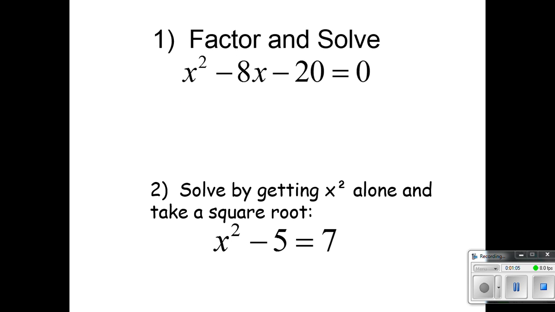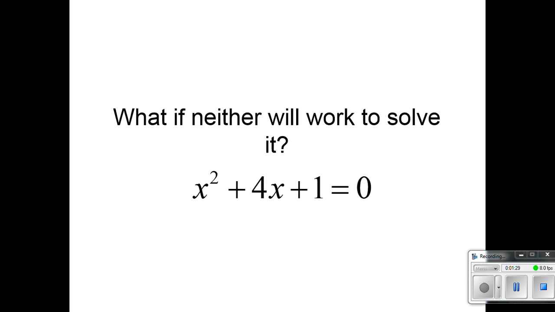So here we go. First and foremost, we have been solving quadratic equations. The two methods we have used are factoring, and the other method is taking the square root, getting the x squared alone and taking the square root of both sides. Both of these methods are very good methods of solving a quadratic equation. However, sometimes neither one of those methods will work. And if neither one of those methods will work, how do I solve this quadratic equation?